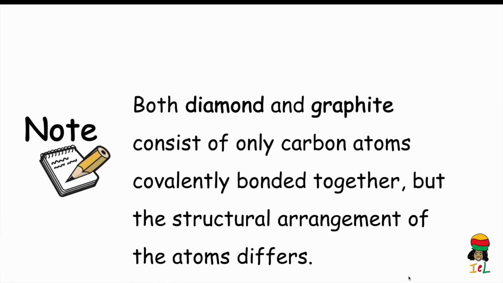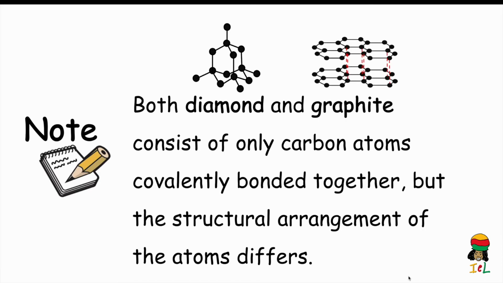Keep in mind that diamond and graphite consist of only carbon atoms covalently bonded together, but the structural arrangement of the atoms differ, as you can see in our diagrams of diamond and graphite.